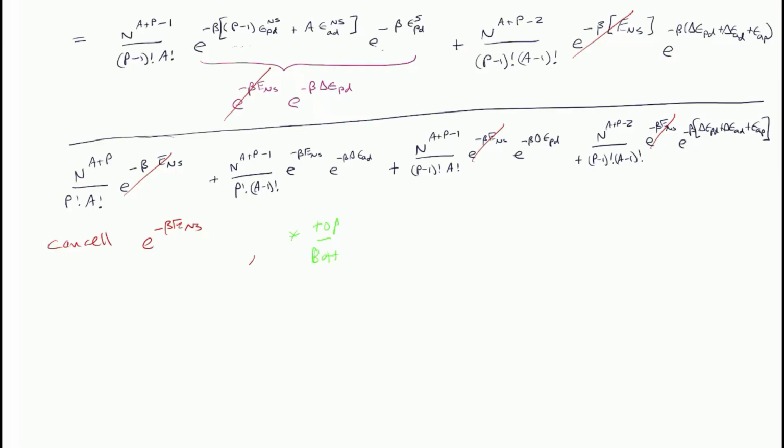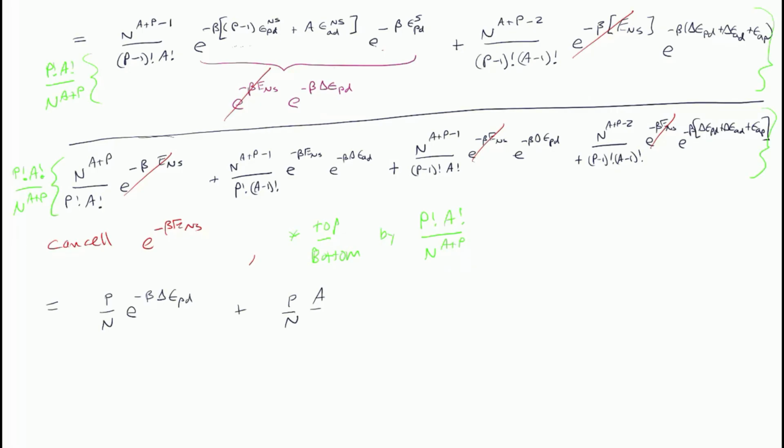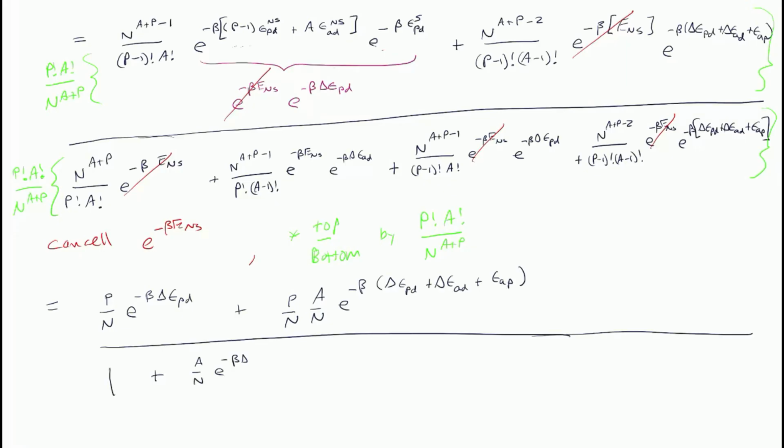And then we can multiply the top and the bottom by that P factorial A factorial over N to the A plus P, as I'm writing here. And that will simplify the expression so that each of the terms can be written as the weights that you saw on the PowerPoint slide.